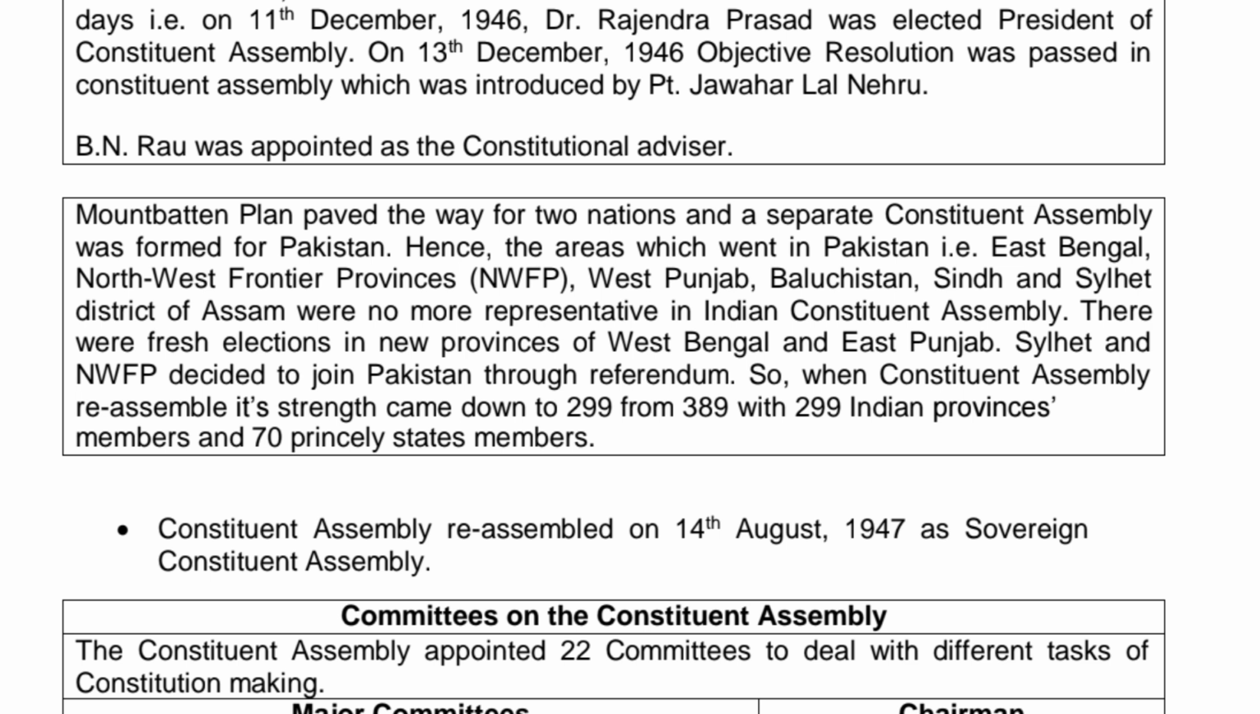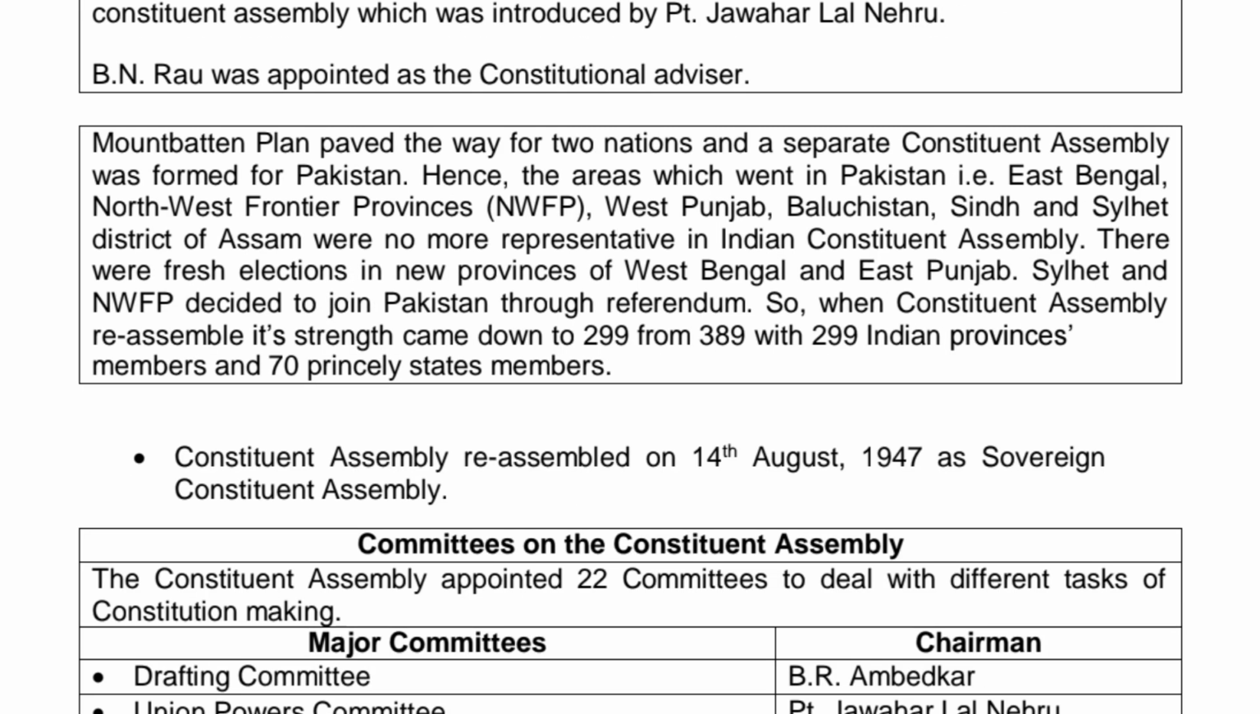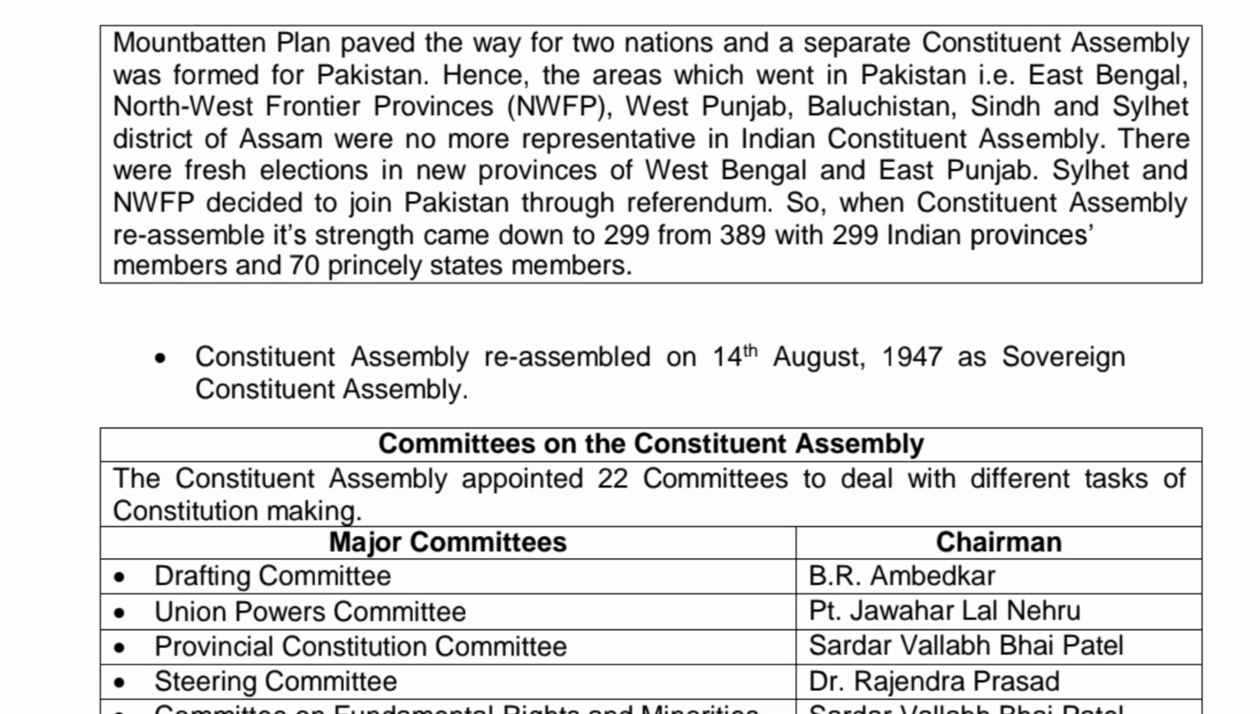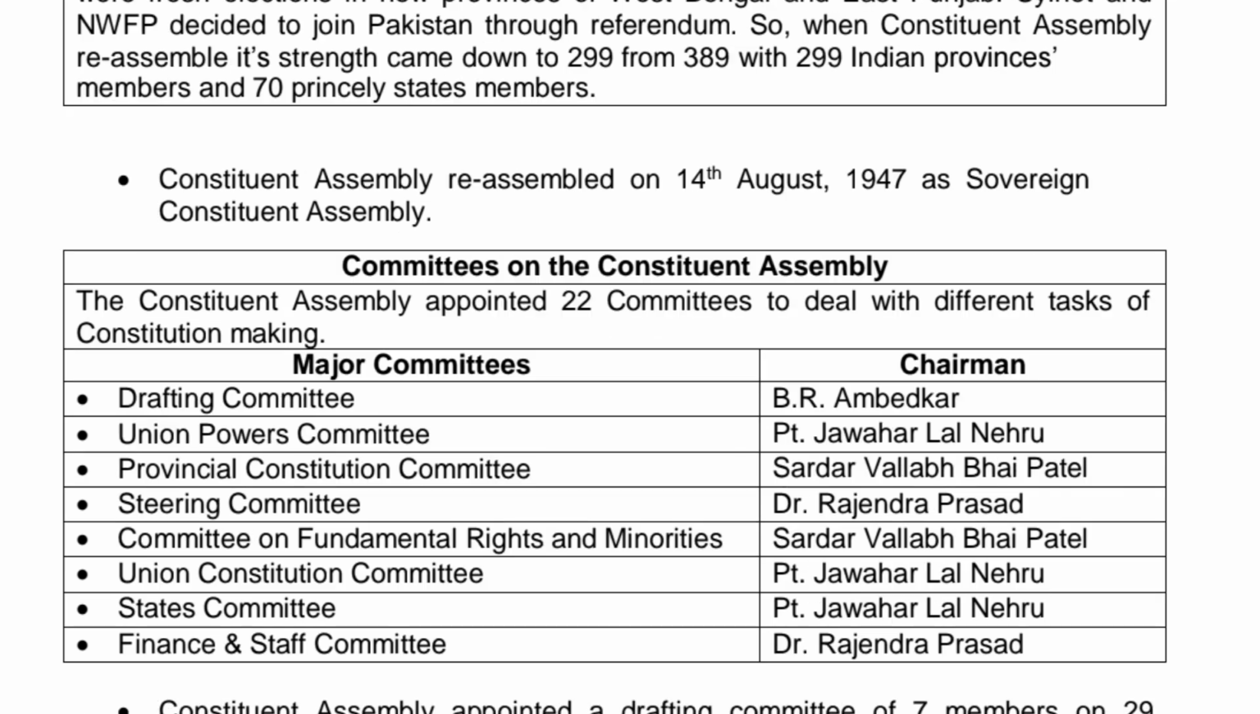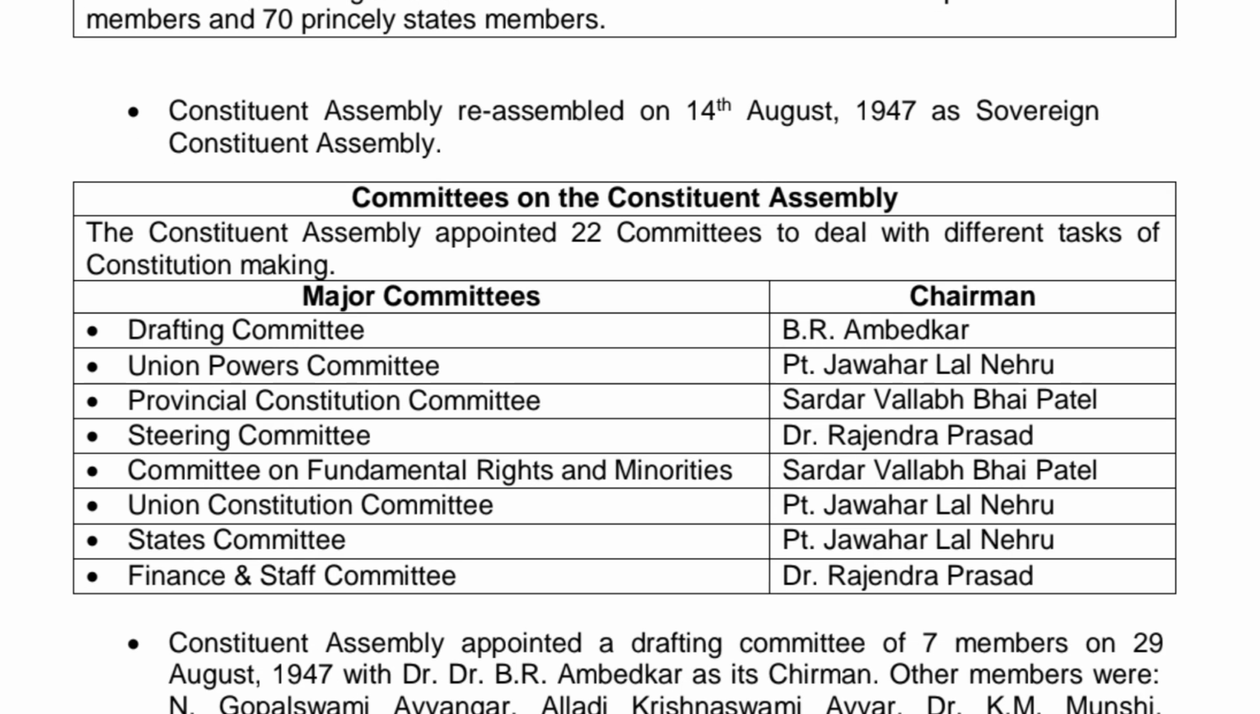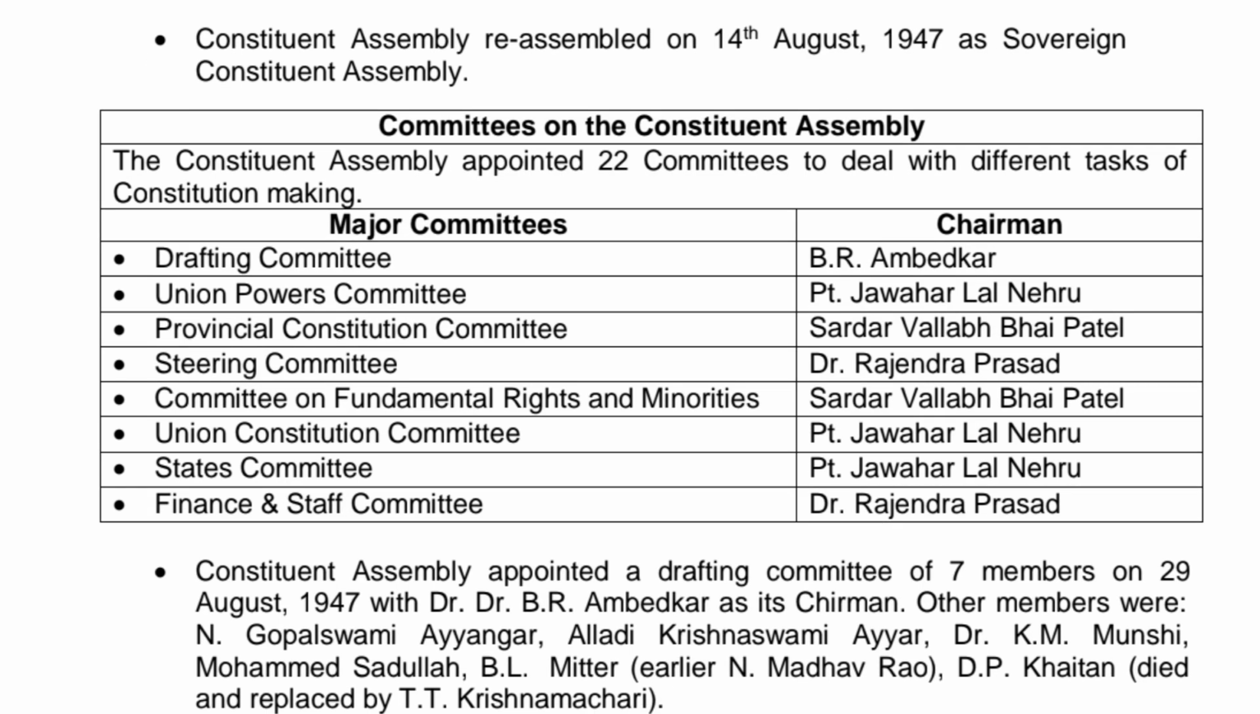So when the Constituent Assembly reassembled, its strength came down to 299 from 389, with 299 Indian provinces members and 70 princely state members. The Constituent Assembly reassembled on 14th August 1947 as a Sovereign Constituent Assembly. The Constituent Assembly appointed 22 committees to deal with different tasks of constitution making. Here are the major committees and chairmen.